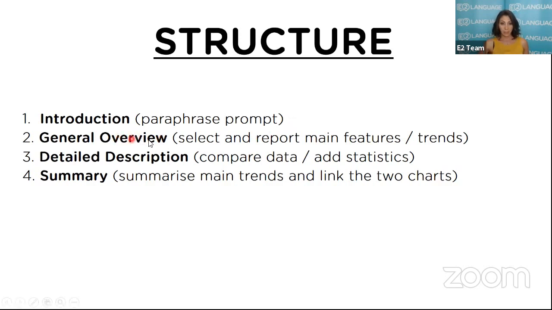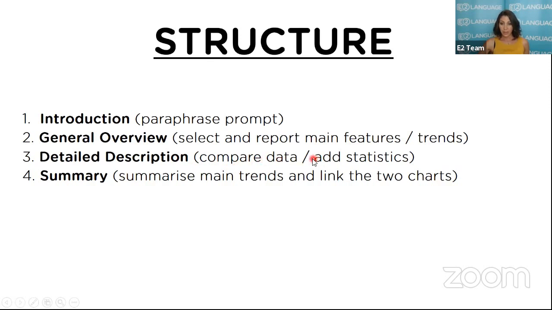The next part is a general overview. This is where you select the main features or the most noticeable trends and you report them. You don't give any data at this stage. You would just say something like, overall, we can see that data showed an increase over time or a decrease over time. That's it.